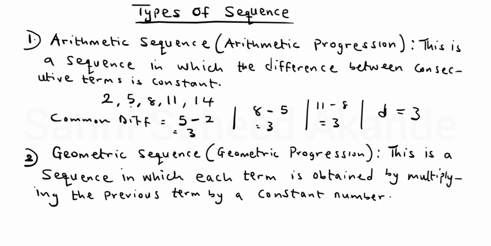Is that understood? Okay, so the second type of sequence is geometric sequence, or you call it geometric progression. This is a sequence in which each term is obtained by multiplying the previous term by a constant number. Okay, so here let's take for example 3, 6, 12 and 24.